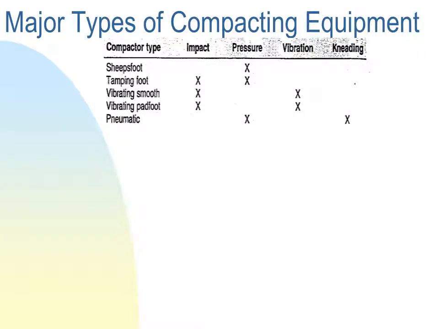So again, if you combine what we have seen in the previous slide and the one before, you could reach this table showing that some types of compactors work in some modes. So sheep's foot are mainly in pressure. Tamping could be impact, could be pressure. Vibrating compactors are impact and vibration, because typically this motor could have 2 different modes, impact and vibration. Pneumatic is mainly either pressure or kneading.